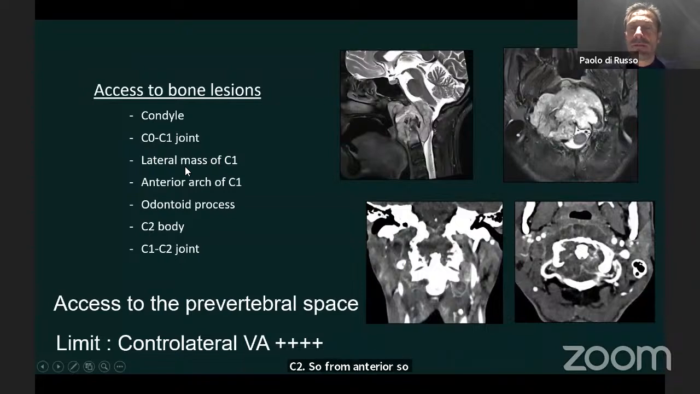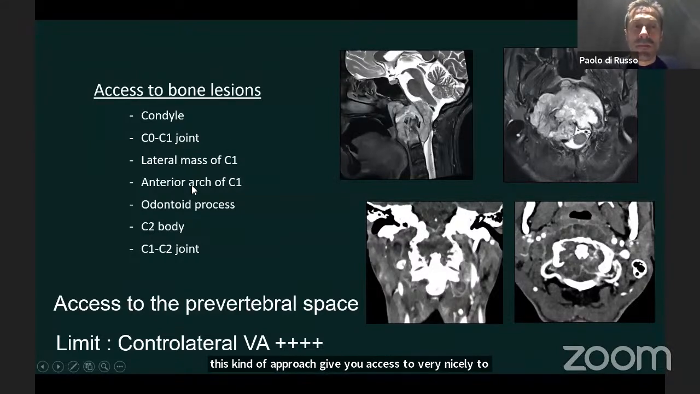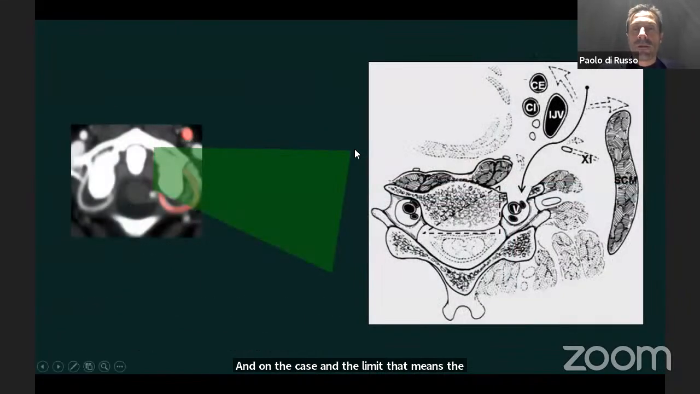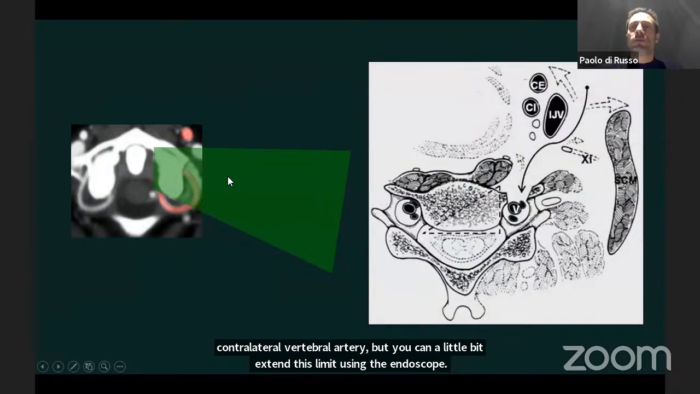This kind of approach gives you very nice access to bone lesions that involve the condyle, the C0-C1 joint, the lateral mass of C1, the anterior arch of C1, and all the parts of C2 and the C1-C2 joint. Important also is that you can access the prevertebral space, and we will see it very well in cadaver dissection and in the case. The limit definitely is the contralateral vertebral artery, but you can extend this limit a little bit using the endoscope.